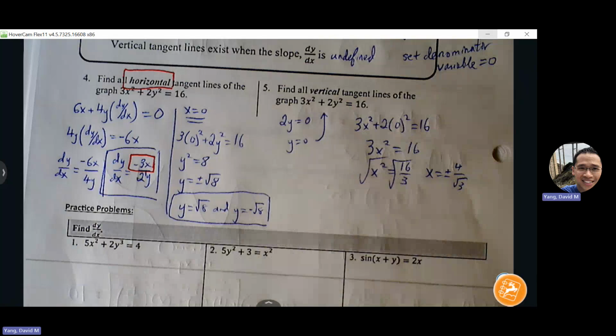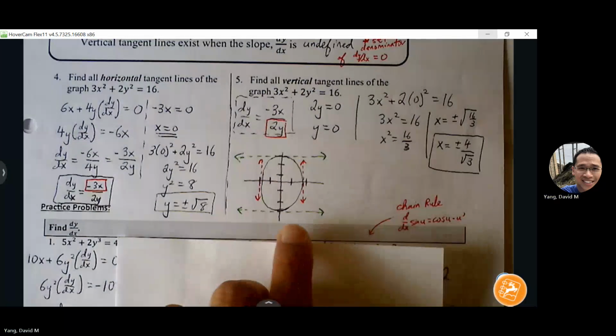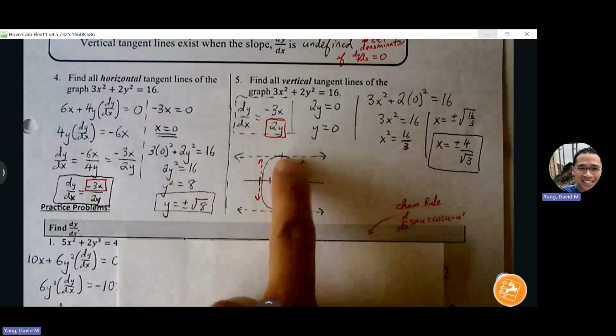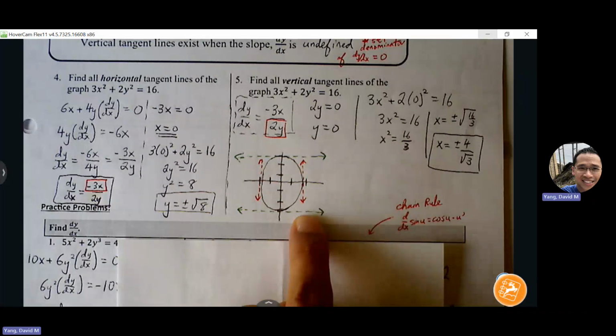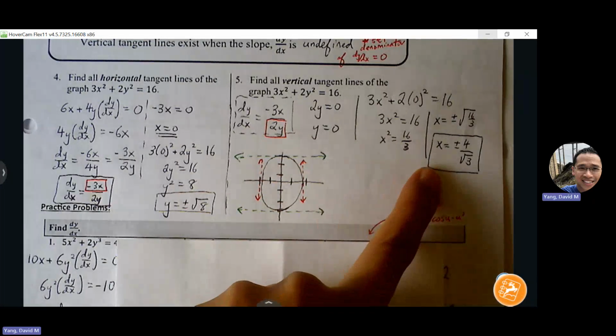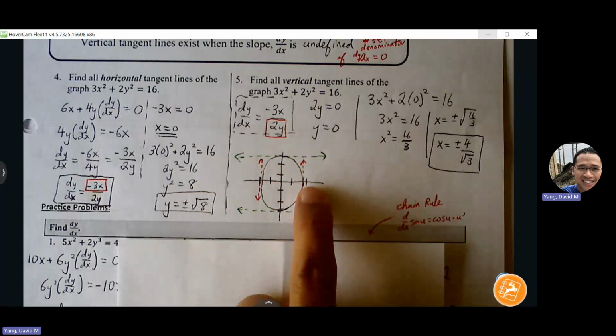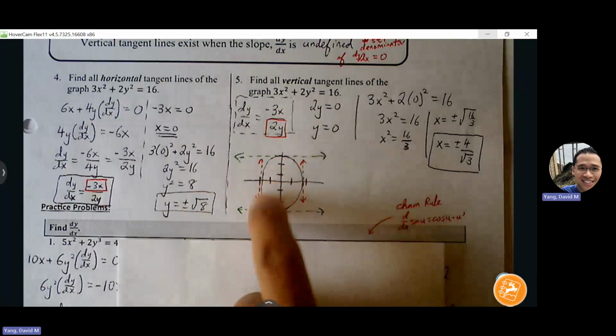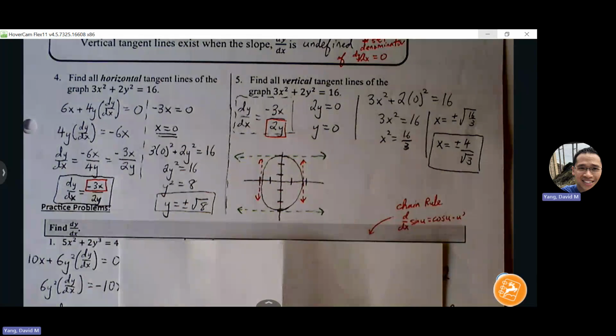Now, you don't have to draw the graph, but I just want to give you some perspective. This is kind of what the ellipse looks like. And then you have your y equals -√8, y equals +√8. Those form your horizontal tangents. And then x equals 4 over √3 and x equals -4 over √3. Those are where your vertical tangents are going to be.